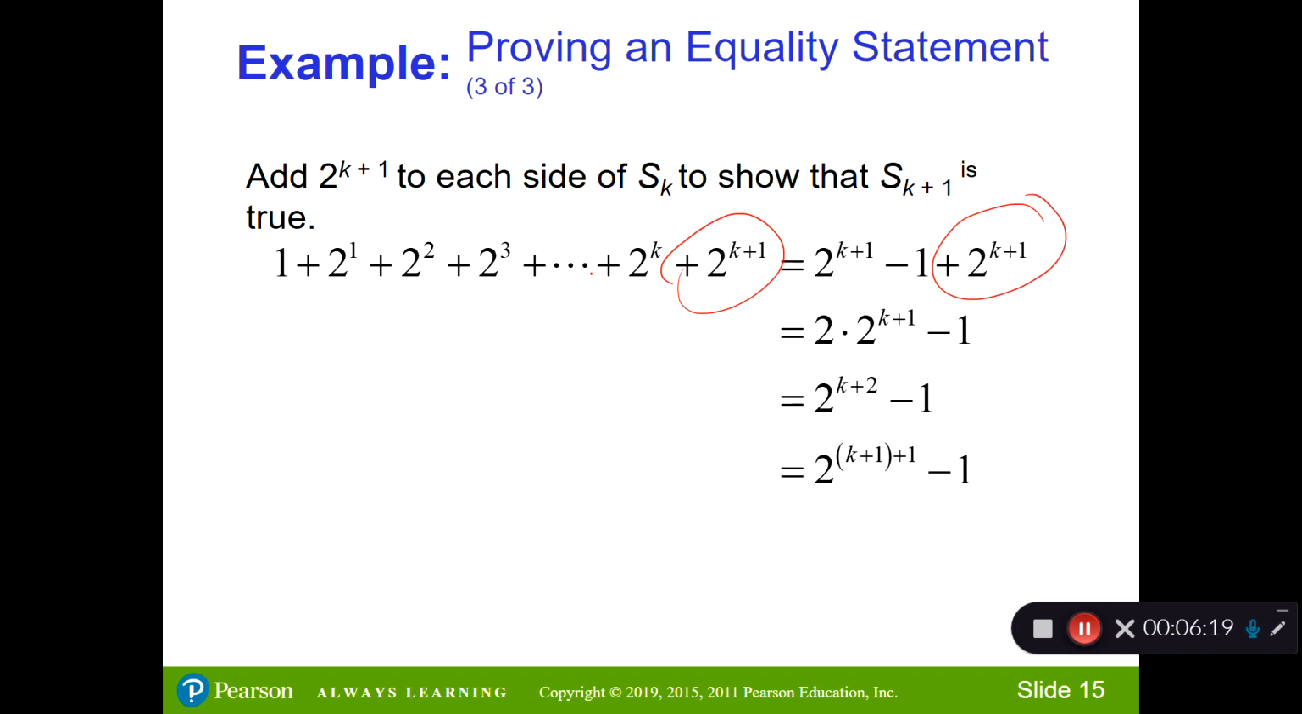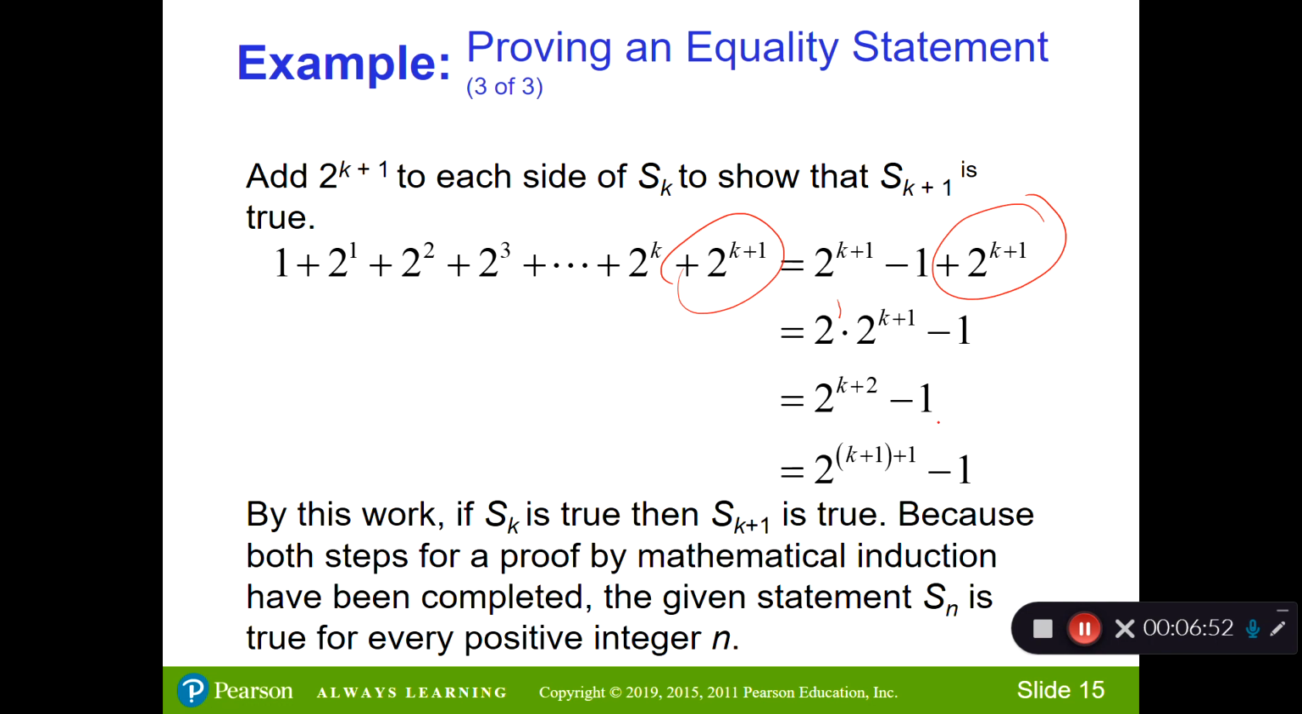Now the left-hand side is fine. That's the way I want it to look. But over here we've got to do some work. So if I have 2 to the k plus 1 plus 2 to the k plus 1, that's the same as 2 times 2 to the k plus 1. Now, this is 2 to the first. So if I'm multiplying it times 2 to the k plus 1, I would add the exponents. 1 plus 1 gives me a 2, so it's 2 to the k plus 2 minus 1. Now, 2 to the k plus 2 can be rewritten as 2 to the k plus 1 plus 1, which is exactly the form that I needed.